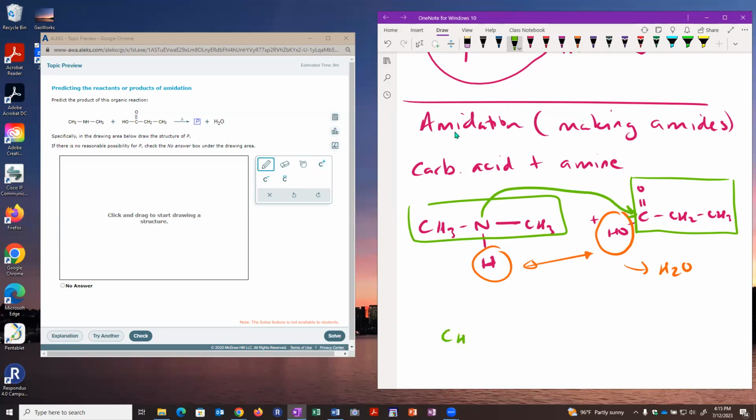If I draw the product, I can draw everything that doesn't change. I'm going to move the CH3 up here a little bit. So I still have my 2 CH3s connected to the nitrogen. That hasn't changed. There's my nitrogen. Now the 3rd bond is not to an H anymore. Now it's to this C double bond O that comes from the acid, and that brings with it a CH2 and a CH3. And that's your amide. We can tell it's an amide because we have the amide functional group, the carbonyl connected to that nitrogen.